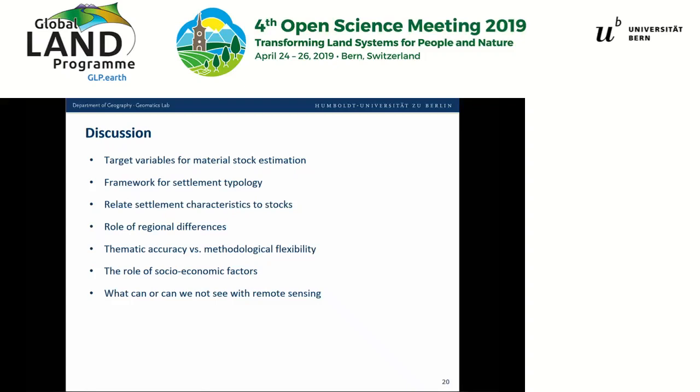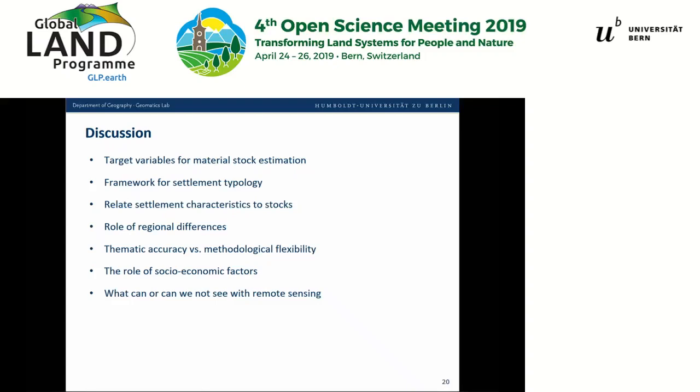What is the thematic accuracy that we want to have, and what is the methodological flexibility that we want to keep? So that aims at transferability and generalization. I'm always a fan of flexibility, but accuracy might be something that we cannot even provide at very high detail with the data that we have globally.